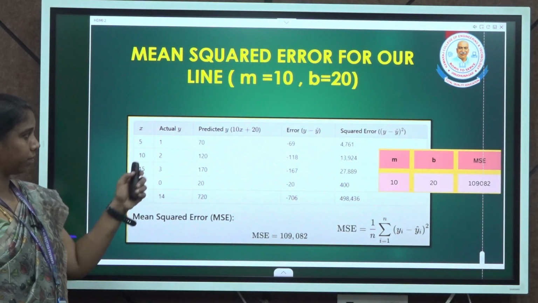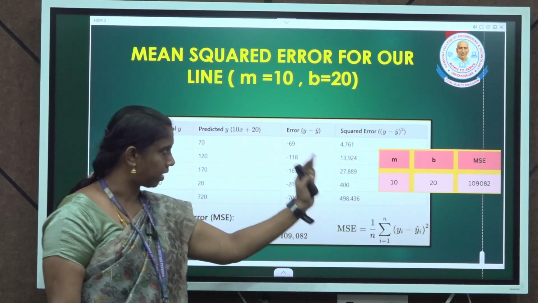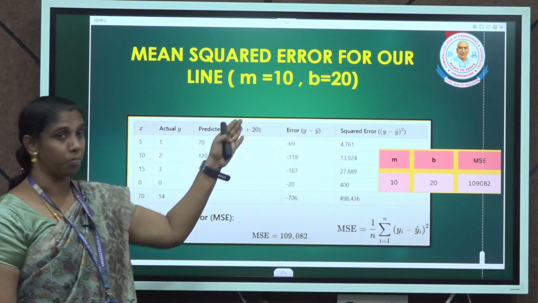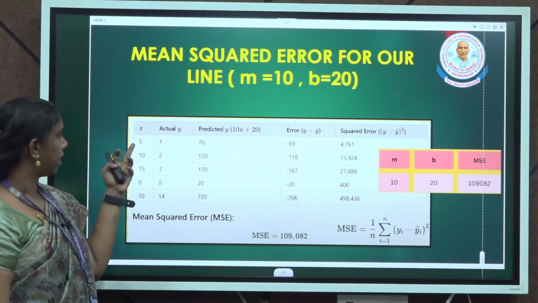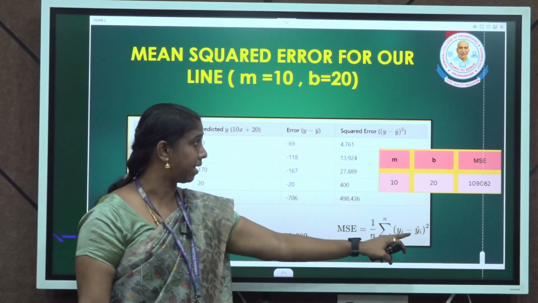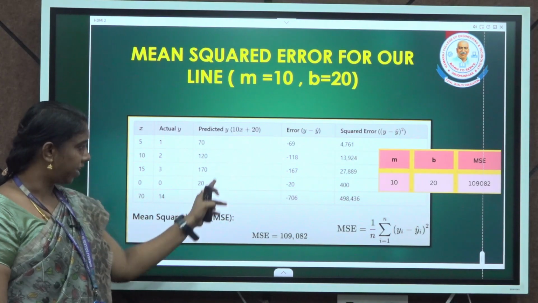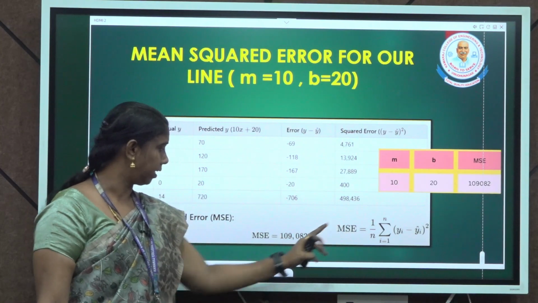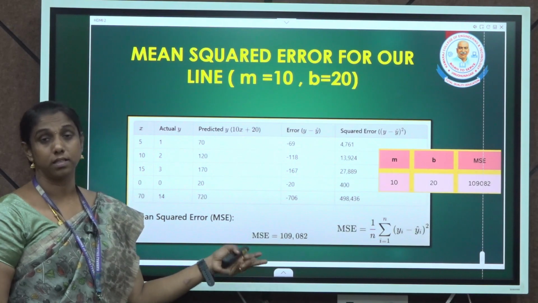Okay. Now, as we already know, m is equal to 10 and b is equal to 20, we can get the new predicted values after applying them. Just apply them in the formula for mean squared error. There are 5 data points, so N is equal to 5, and we take (yi minus yi cap) the whole square. This is the predicted value, this is the error, and this is the squared error. The summation of these squared errors gives a 6-digit number, which is a huge error.